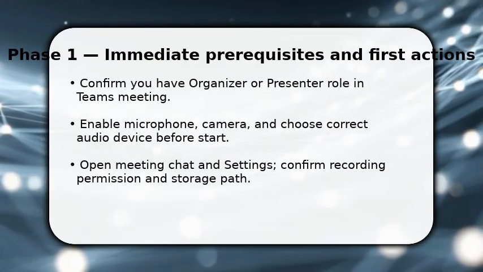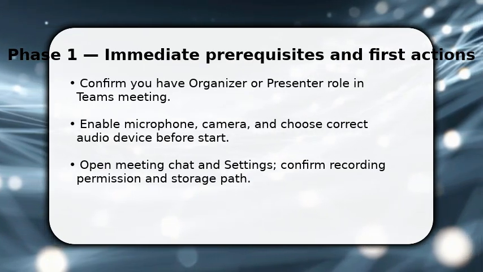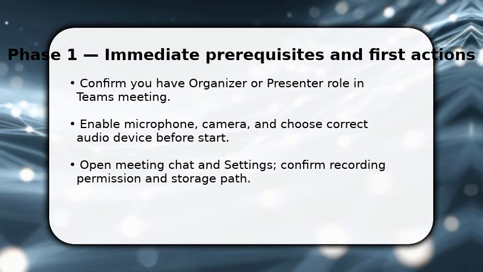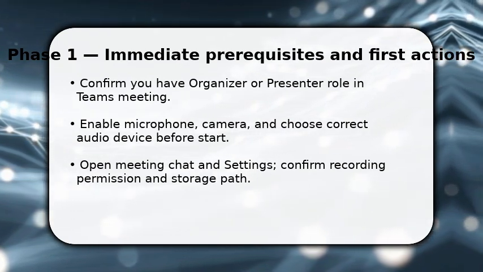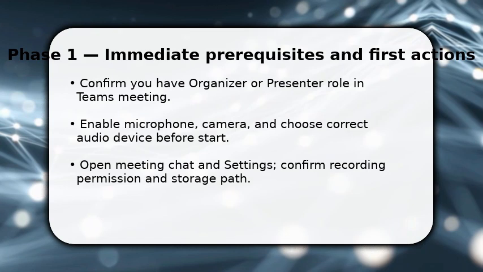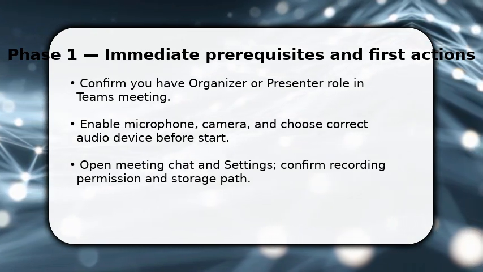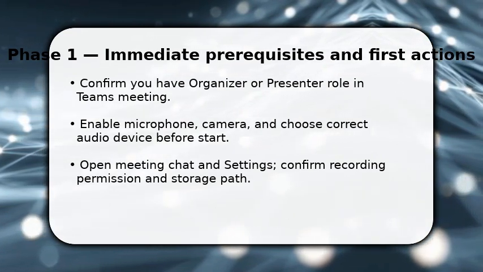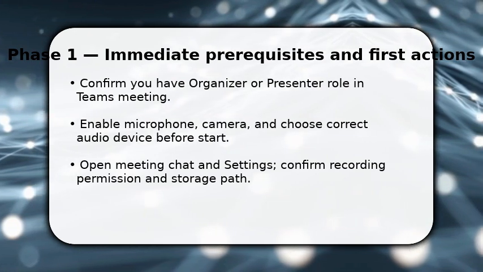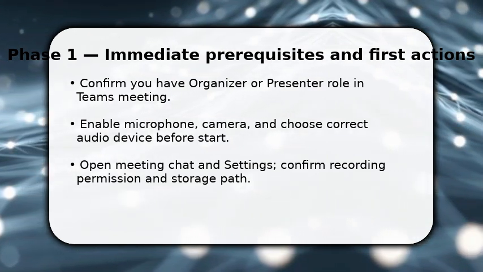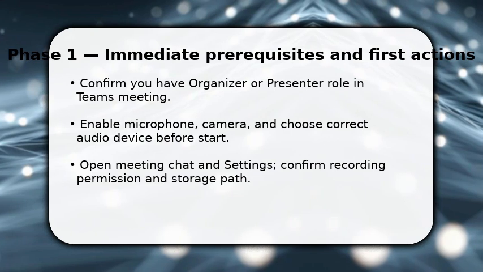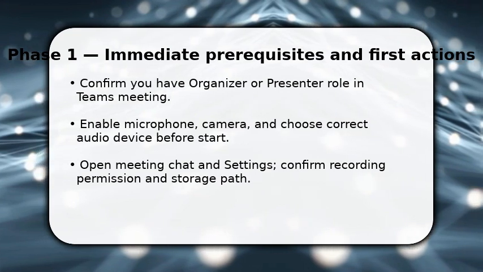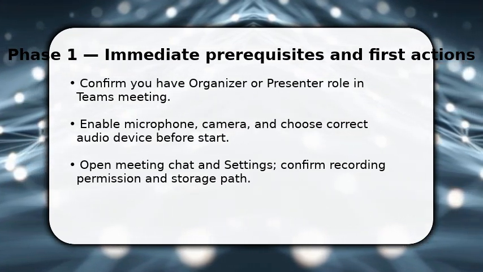You begin by confirming permissions and devices so recording won't fail later. Make sure you are signed into the correct account and have organizer or presenter rights. Those roles allow recording. Connect your headset or test speakers and microphone, then select the correct camera. Once done, open the meeting window and review settings to confirm cloud recording is enabled and your organization allows it. Doing these first avoids interruptions because missing permissions or wrong devices are the most common blockers.